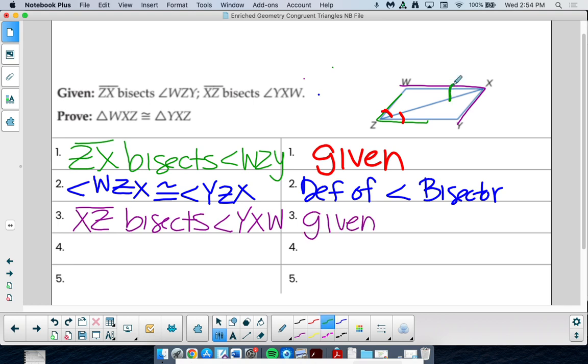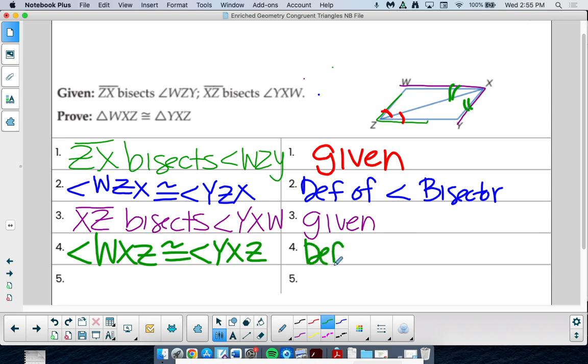Well, we know that this guy right here is now congruent to this guy right there. So let's label those. So angle WXZ is congruent to angle YXZ. Reason? Definition of an angle bisector.